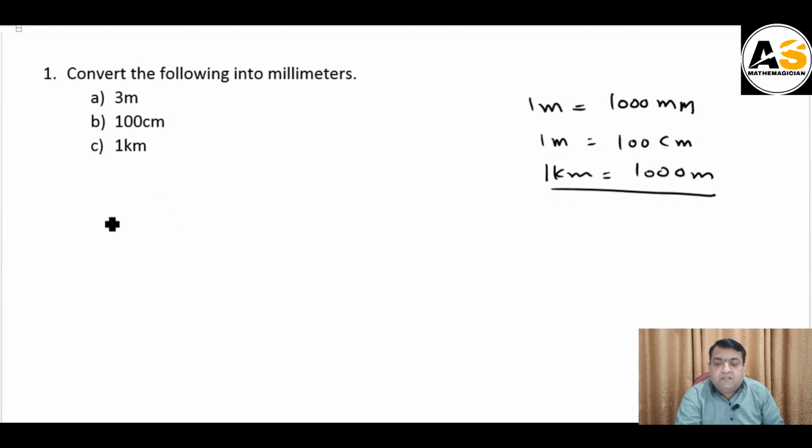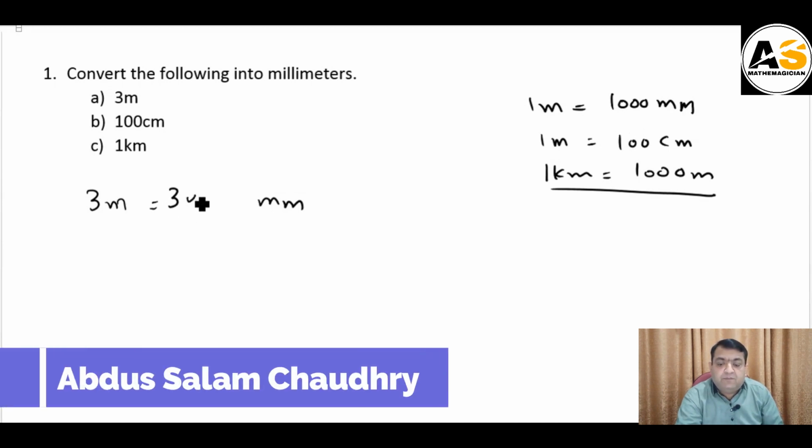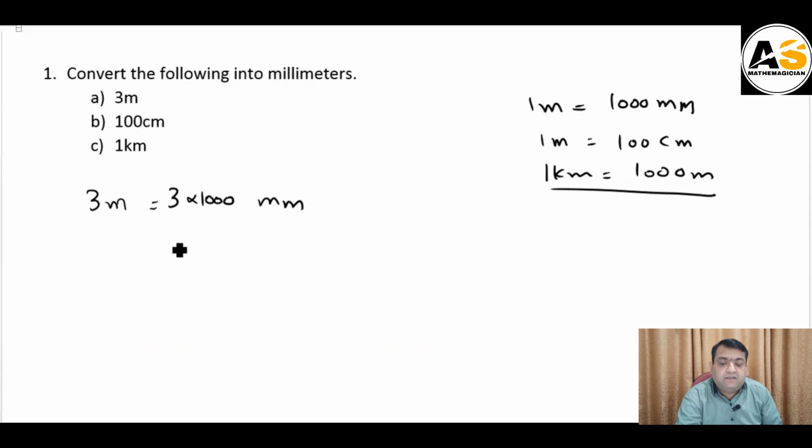We are asked to convert 3 meters into millimeters. Millimeter is a smaller unit. 1 meter is equal to 1000 millimeters. To go into a smaller unit, we will multiply 3 by 1000. So this will be 3000 millimeters. I hope this is clear.